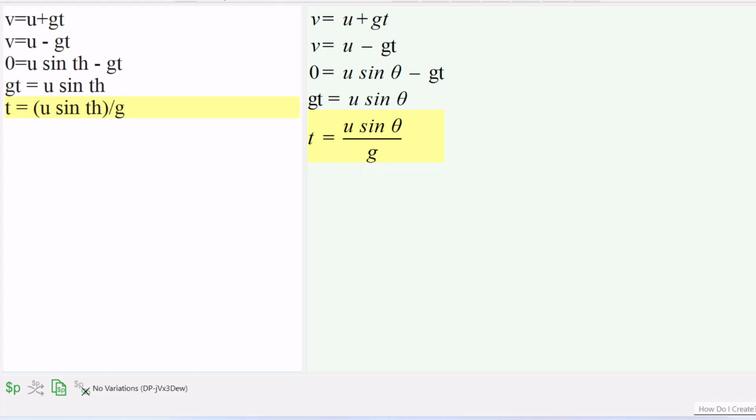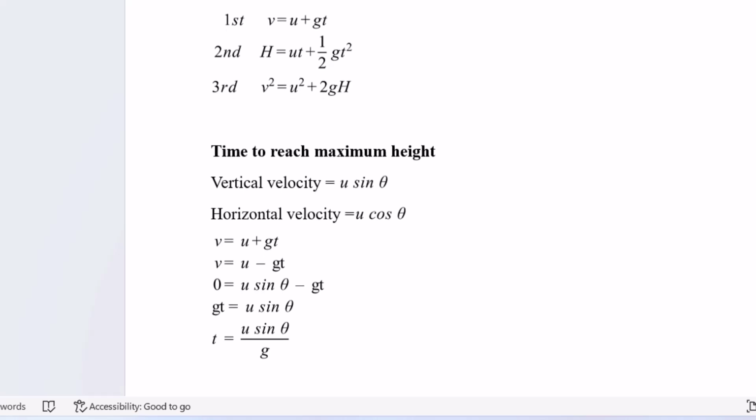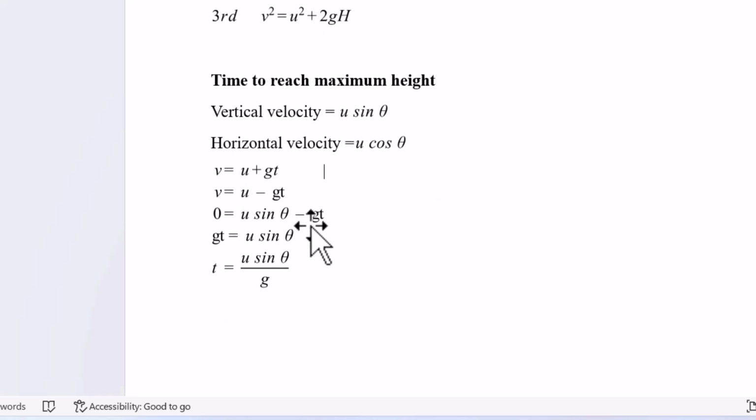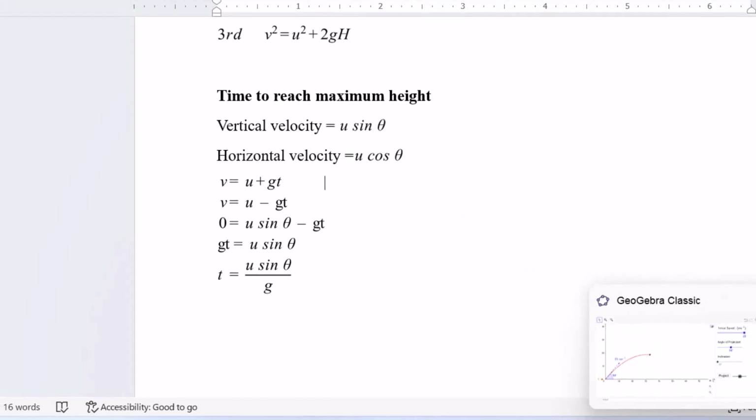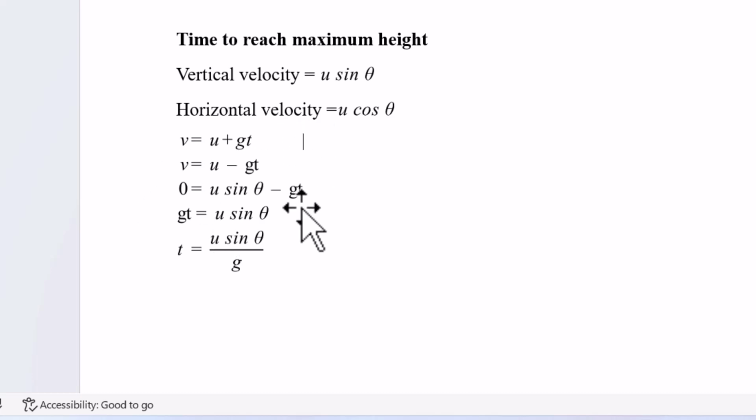So this is the time to reach maximum height. We have proved this very easily and directly. Remember, the time for a projectile to reach maximum height is u sine theta all over g. The v is going to be 0 because at maximum height v is 0. Then the velocity we are using in this case is the vertical velocity, because for the object to rise up, it rises with a particular velocity, which is a vertical velocity, but you are looking for the time to get to the maximum height. So take note of this.